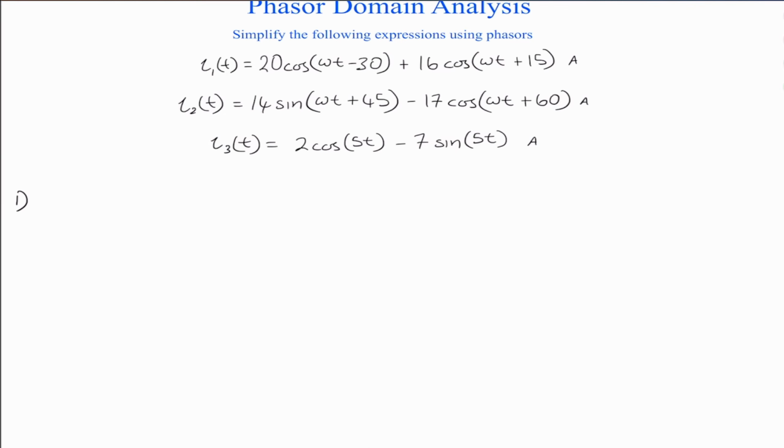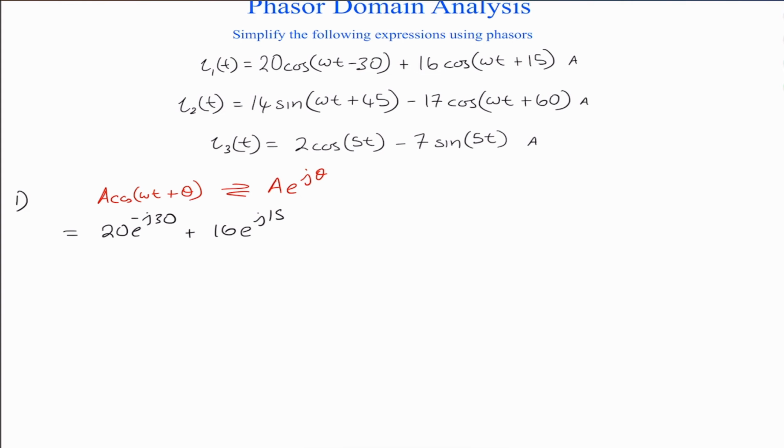So the first thing we're going to use is the relationship between the time domain and the phasor domain, which is a signal x of t equal to a times cosine of omega t plus theta. In the phasor domain, that's equal to a times the complex exponential e to the j theta. So we go ahead and put that into the phasor domain. So that's 20 times e to the j minus 30 plus 16 times e to the j 15.